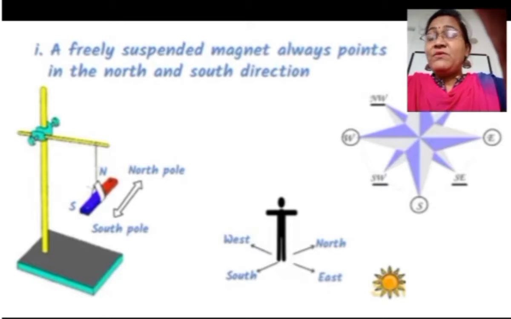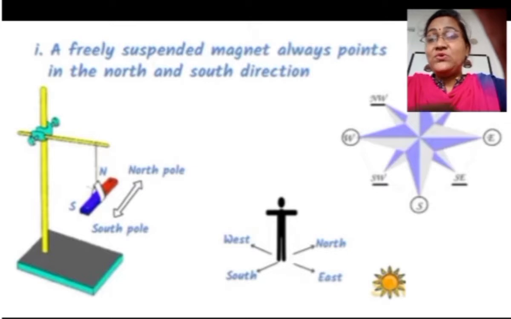Now, before studying how to find directions by using a freely suspended magnet, we will see what the various directions are first. As you all know, children, there are four major directions: north, south, east and west.